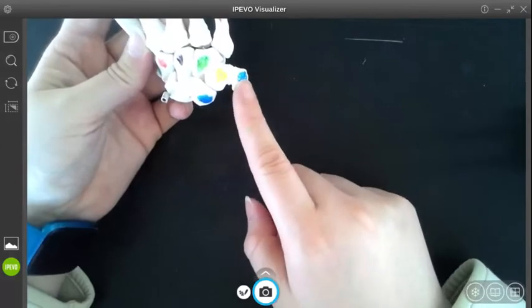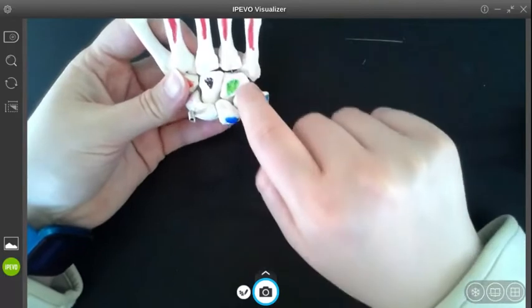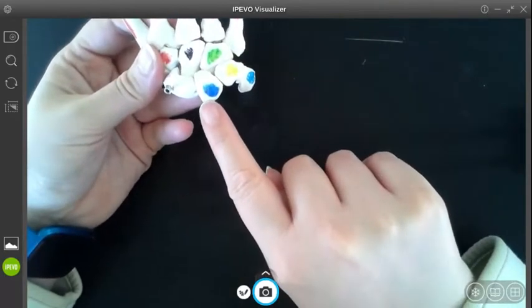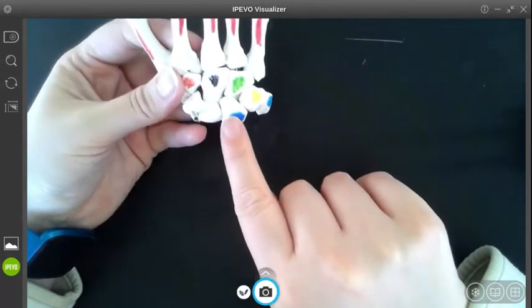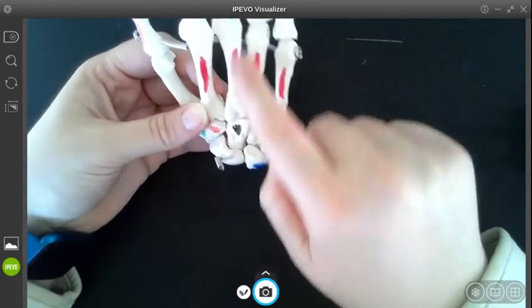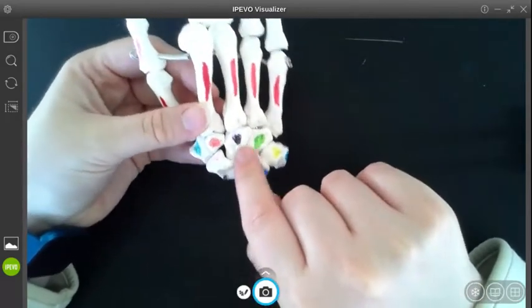It's the one that sticks out right here. This yellow one right here is a triangular. Green is called the hamate. The blue right here is the lunate. The carpal bone that's right below the middle finger is the capitate.